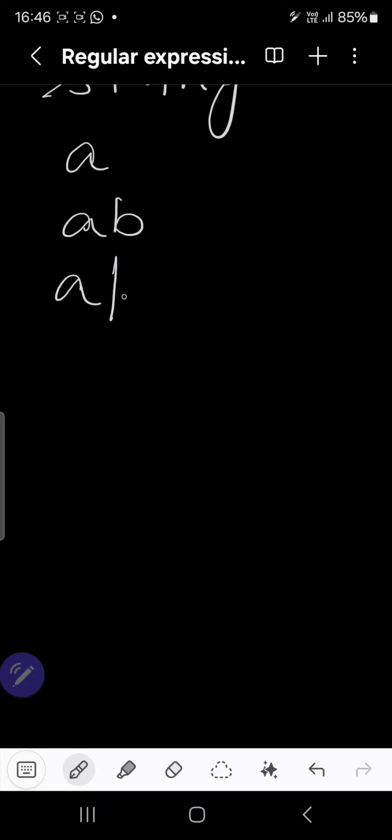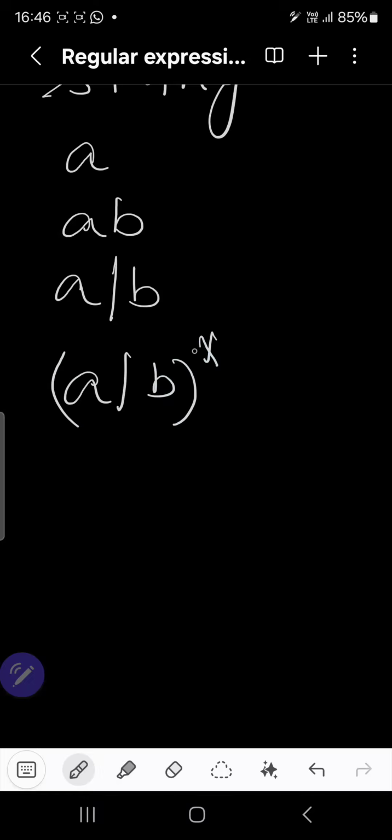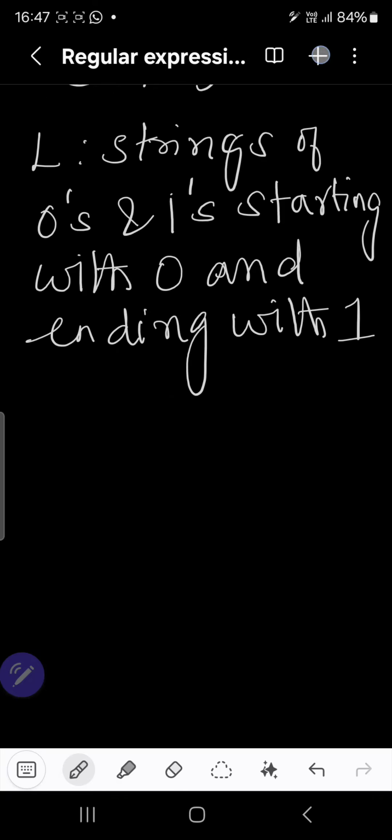We can write A or B. This is also a valid regular expression. The character is either A or B. We can also write A or B the whole star, which means 0 or more times of A or B. We can also write A or B plus, which means 1 or more times. Star stands for 0 or more times, plus stands for 1 or more times.